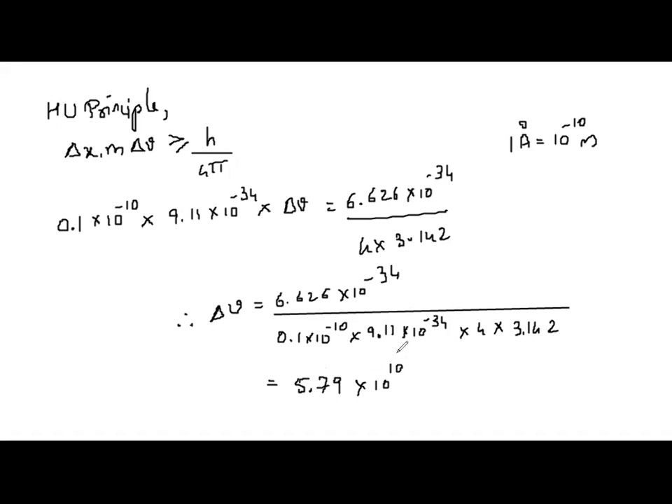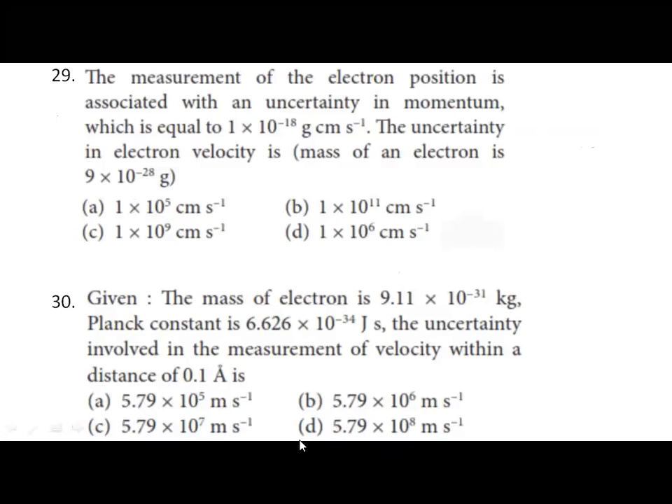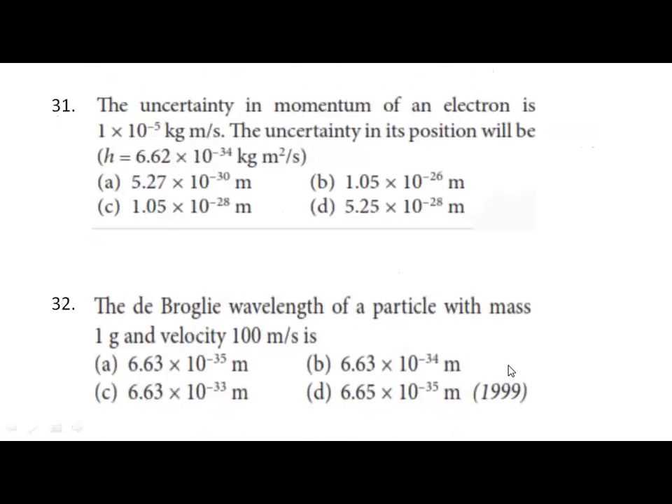But here we'll get it in decimal points. So when I shift the decimal points, I'll get the answer, that is 5.79 into 10 raised to 6 meters per second. So the correct option is 5.79 into 10 raised to 6 meters per second. Option B is the correct option.